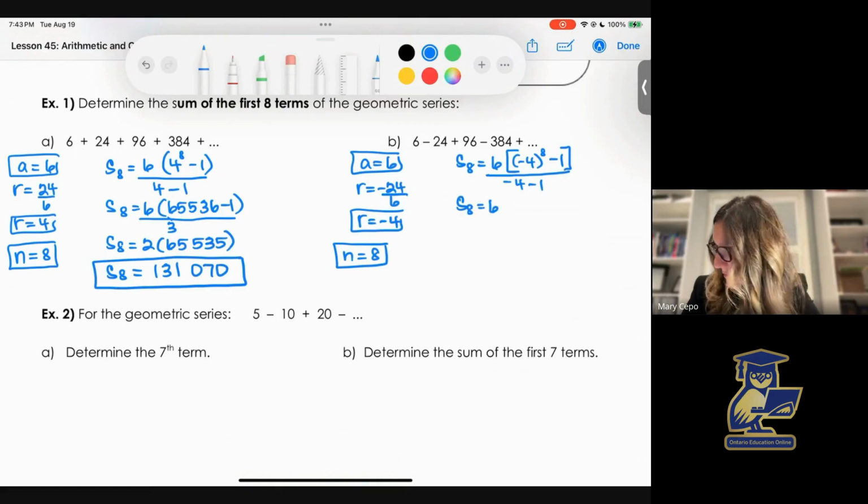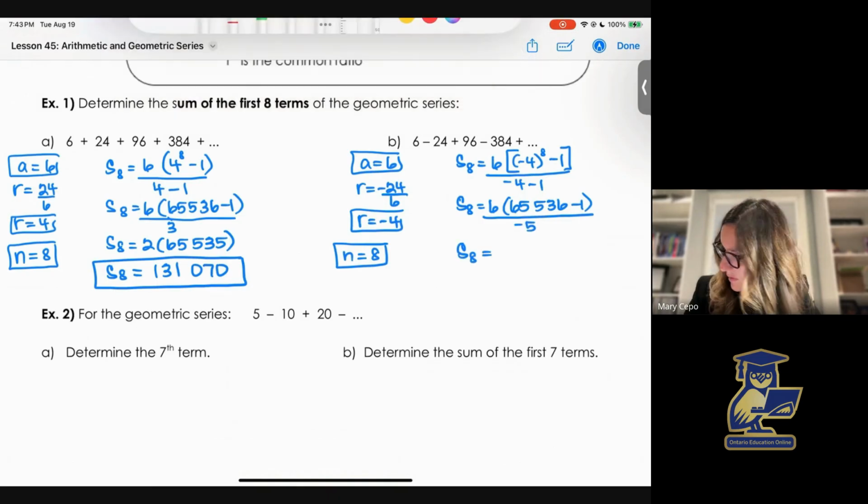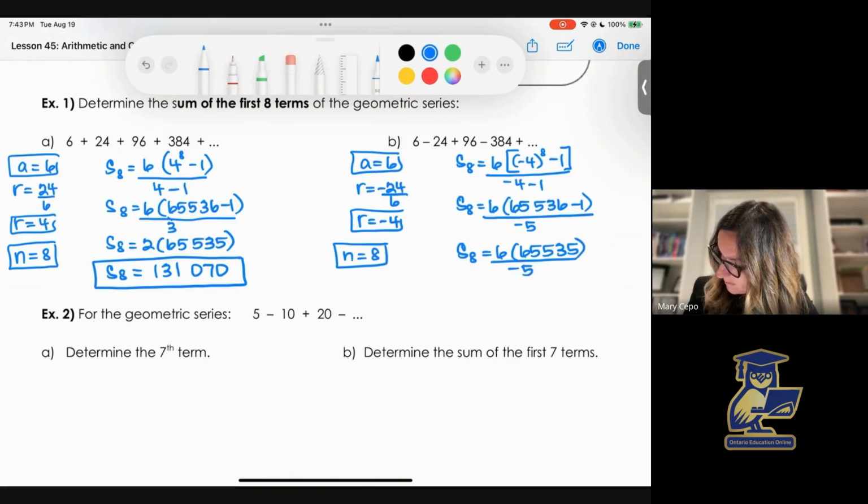Okay, simplifying, because it is an even exponent, the result would be the same, minus 1, except for the denominator, negative 4 minus 1, which would be negative 5. Okay, subtracting 1, always following BEDMAS, so we're simplifying the brackets. The answer is negative 78,642.